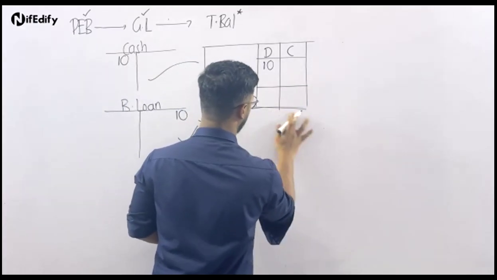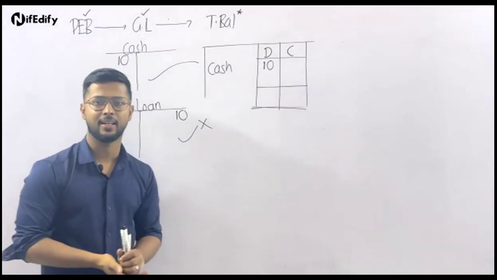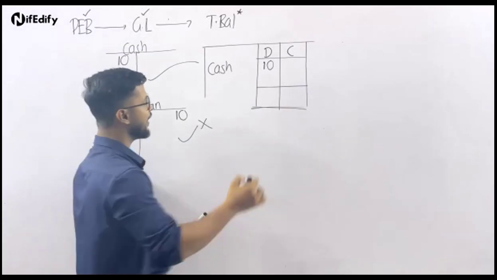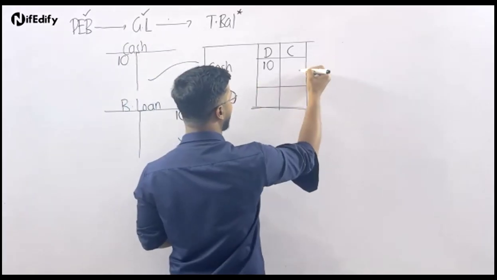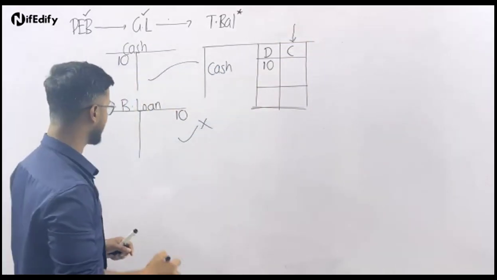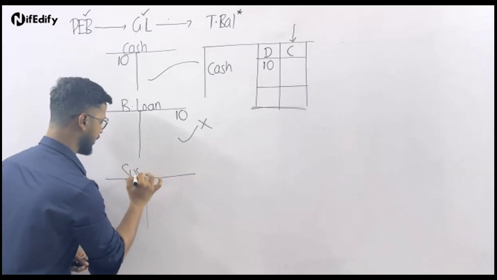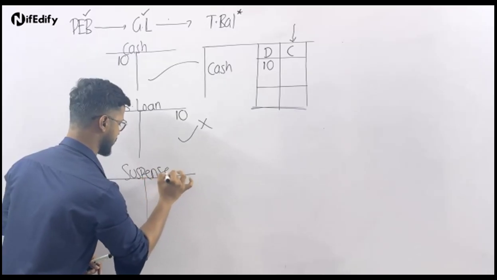Now answer me. In which side is the TB falling short? Obviously, the TB is falling short on the credit side. So this will lead to a suspense.